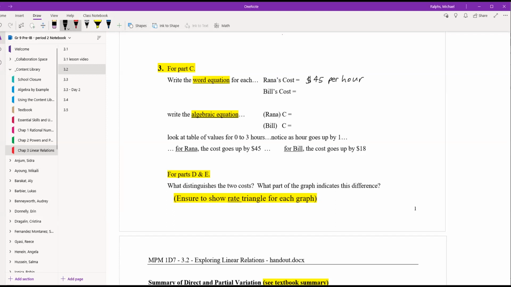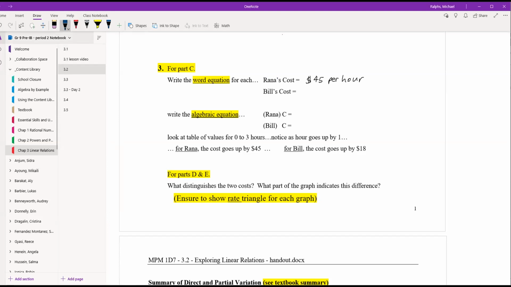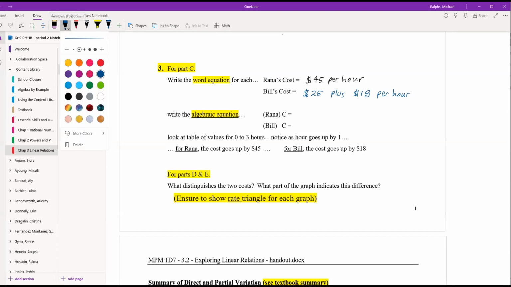And then for Bill's cost, let's change it to blue. Bill is charging $25 plus an additional, on top of that, he's charging $18 per hour. Okay.